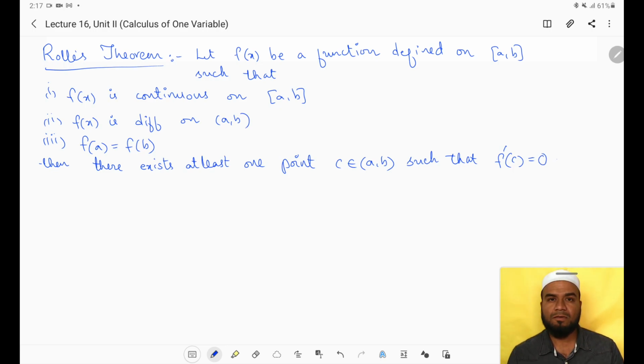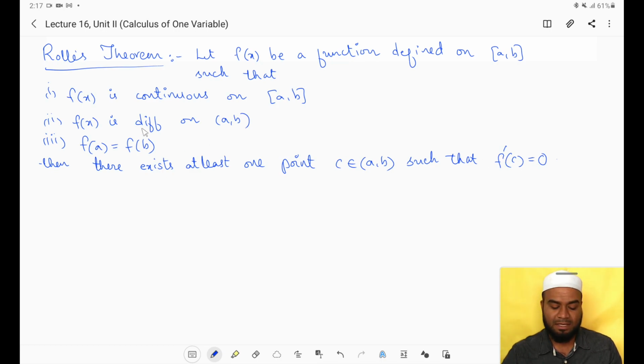One function is there, f of x, which is defined on the closed interval a comma b, right? Such that f of x is continuous on the closed interval a comma b, f of x is differentiable on the open interval a comma b, and at the end points, that is a and b, the values of the function are equal, that is f of a is equal to f of b. Then this theorem guarantees that there will exist at least one point c in the open interval a comma b at which the derivative, that is f dash of c, will be 0.